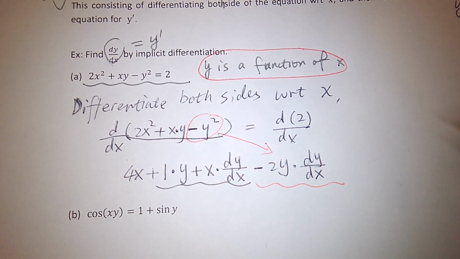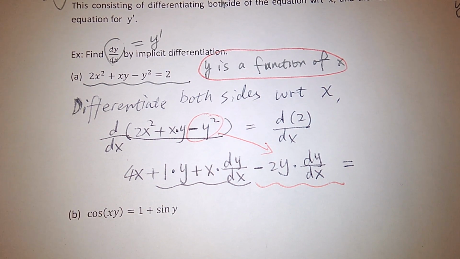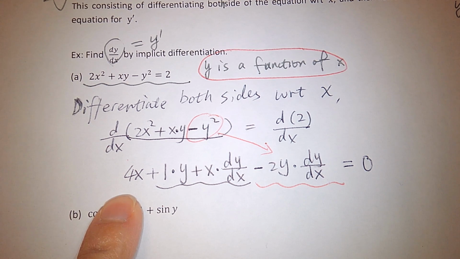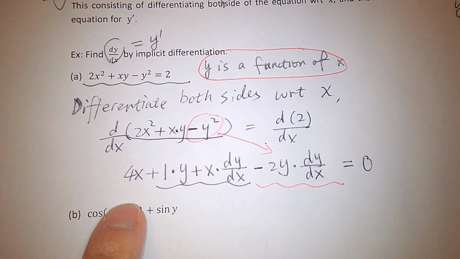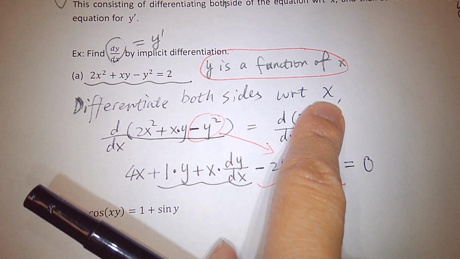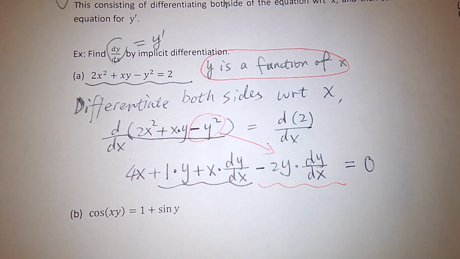Okay, so this comes from the differentiation of negative y squared with respect to x. Okay, how about the right side? What is the derivative of a constant with respect to x? 0. Okay, so this is the most important step for implicit differentiation. Differentiate both sides with respect to x. Keep in mind, y is a function of x.